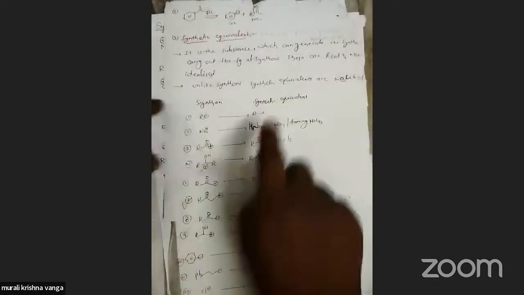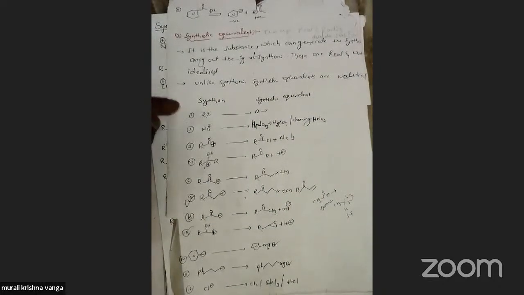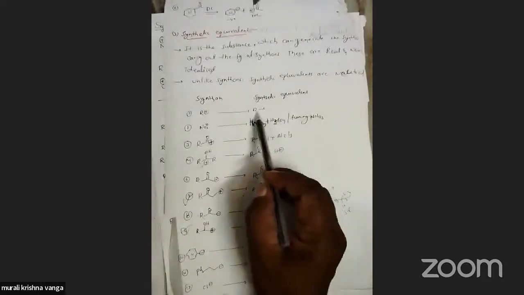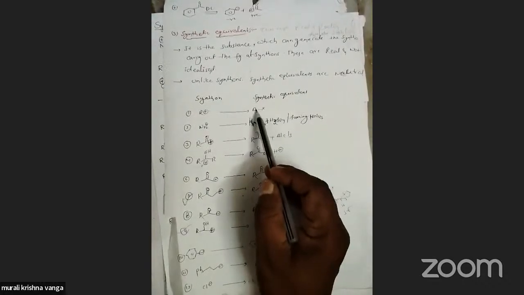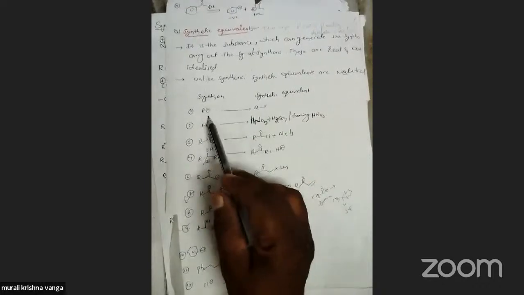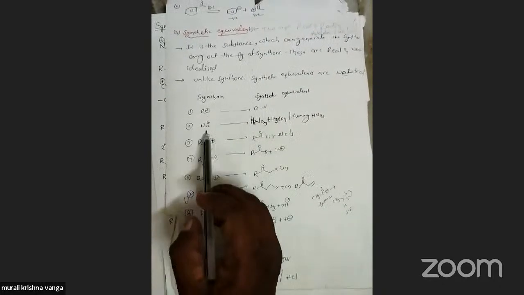So I am giving some examples here. These are the synthons and synthetic equivalents. These are some of the positive synthons and some of the negative synthons. Here I have taken the synthon R plus, and the synthetic equivalent is RX. When the bond breaks in RX, X is negative and R is positive. Like this is a synthon and this is the synthetic equivalent.